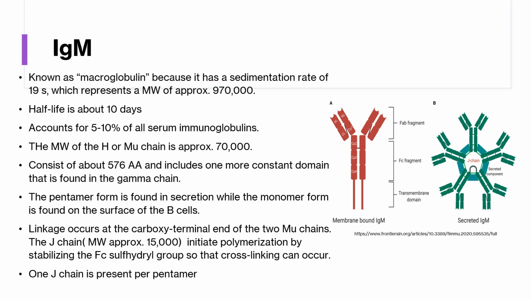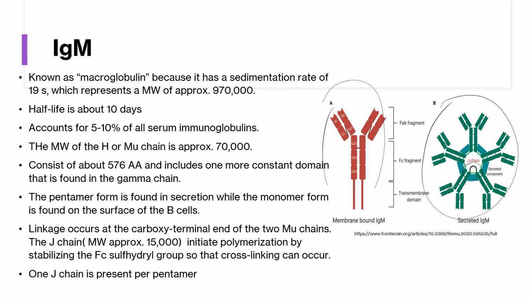Now the pentamer form is found in secretions, while the monomer form occurs on the surface of the B cell. Now, the 5 monomeric units are held together by what we call the J or joining chain, which is a glycoprotein with several cysteine residues. This serves as a linkage point for disulfide bonds between two adjacent monomers.